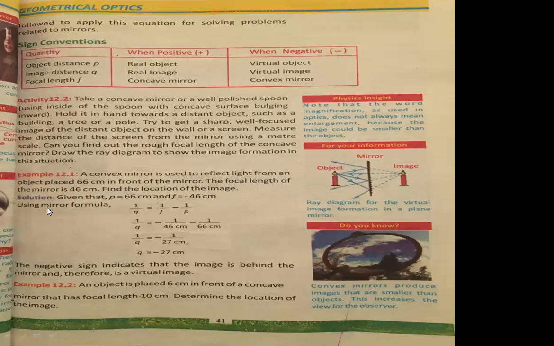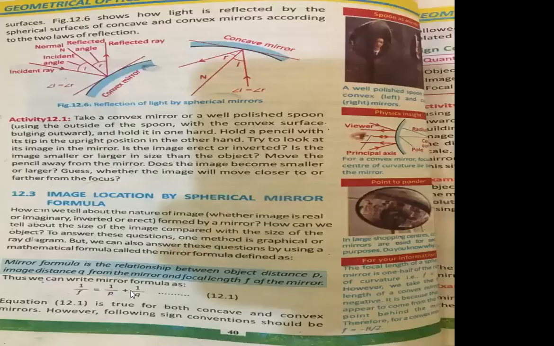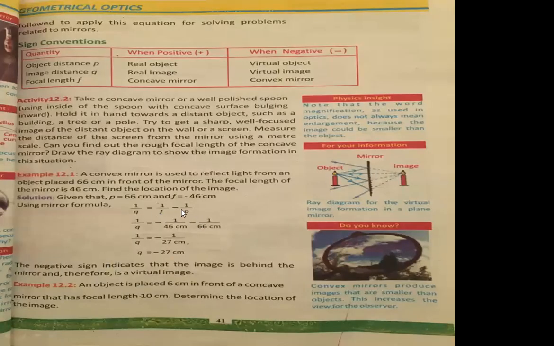So what is given to me? This is the convex mirror. In a convex mirror, the focal length will be negative. Since I want to find out the image distance, if you use this formula, 1 over f is equal to 1 over p plus 1 over q, and you want to separate out 1 over q, it will be 1 over f minus 1 over p.